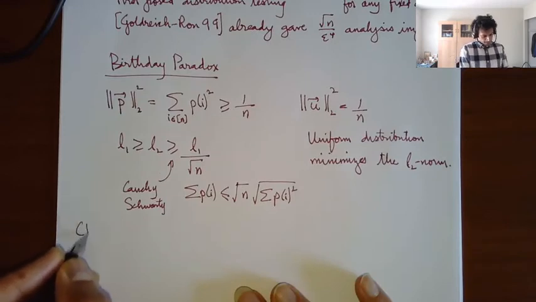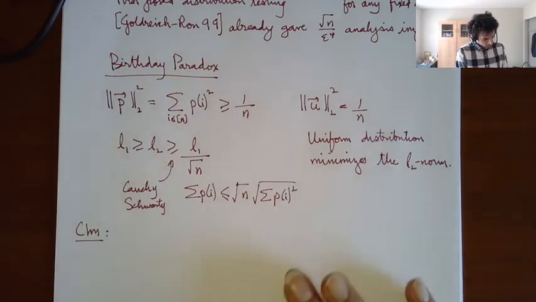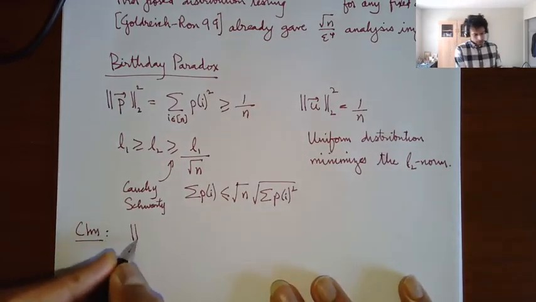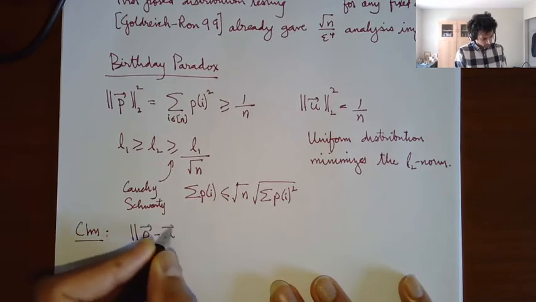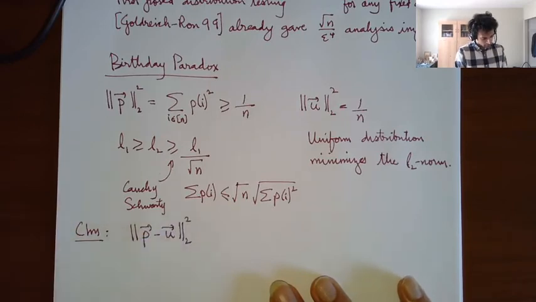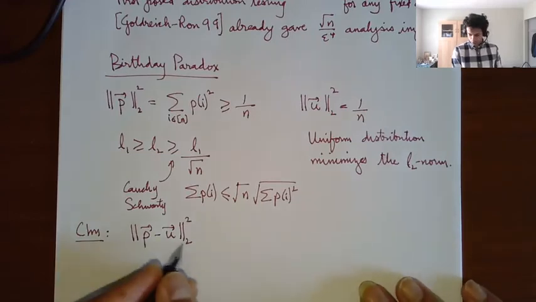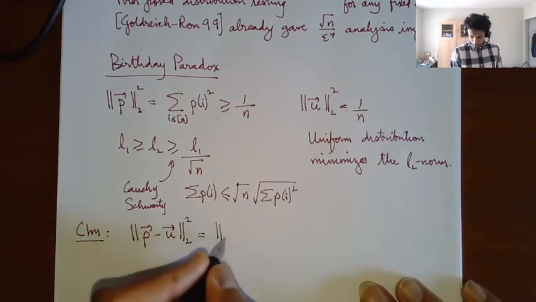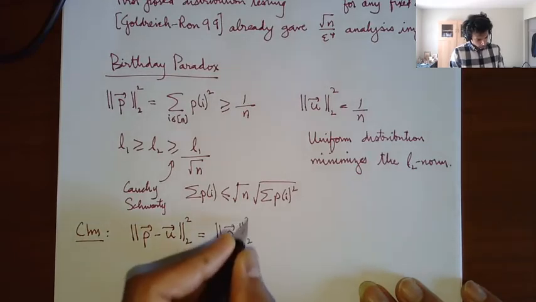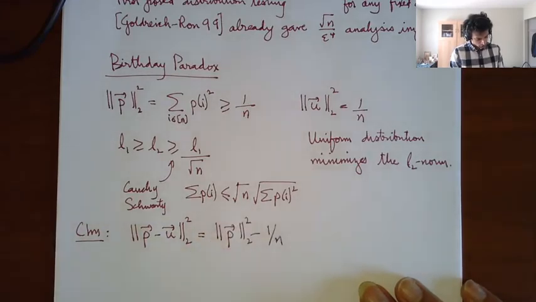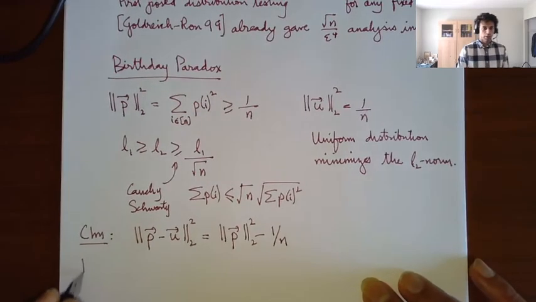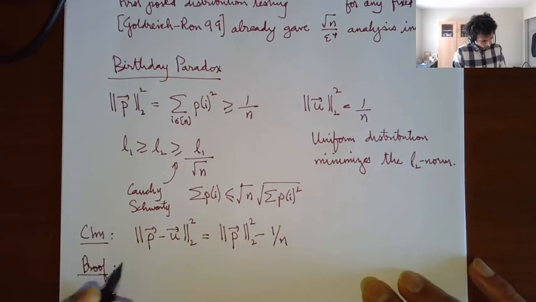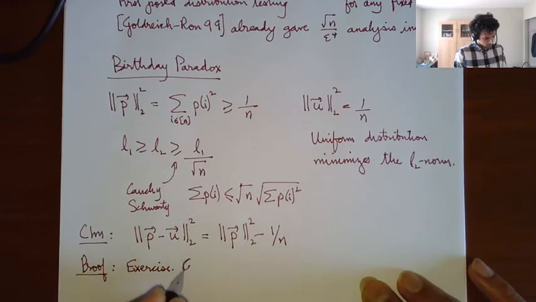And now let me give you an even more interesting claim. Let me look at the 2 norm squared between P and the uniform distribution, and this is going to be exactly the 2 norm squared of P minus 1 over n. And the proof, it's an exercise. Just expand out.